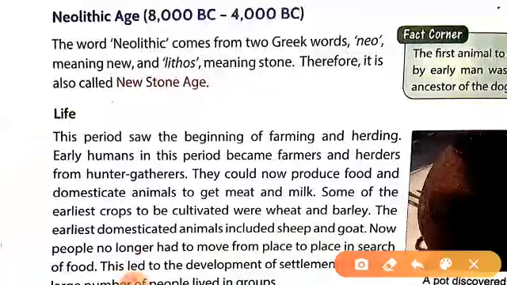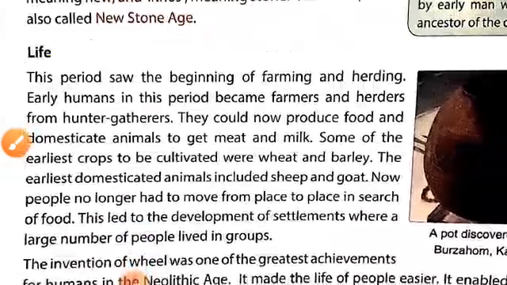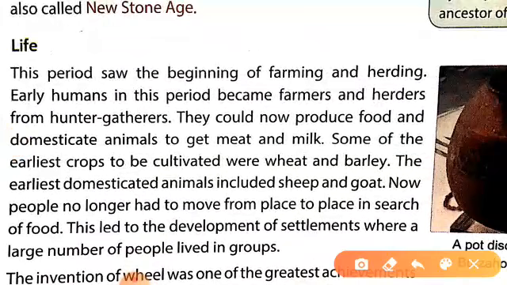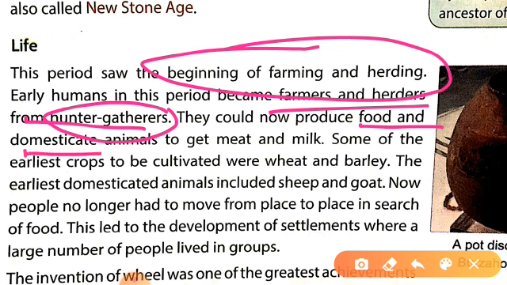This period saw the beginning of farming and herding. In the Mesolithic we saw that they started planting seeds, but they didn't learn agriculture or farming properly. But the Neolithic period was the beginning of farming and herding. Early humans in this period became farmers and herders from hunter-gatherers. They could now produce food and domesticate animals. So two things were developed.